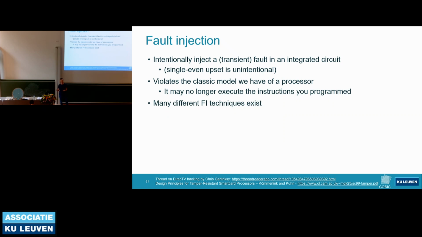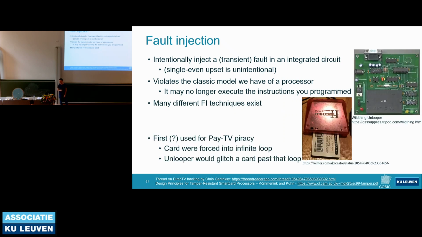Again, many ways of injecting faults into a chip. One of the earlier examples is again from the pay TV times, where in this battle between pirates and manufacturers, one manufacturer figured out how to detect fake cards, pushed software updates to these cards that got them stuck in an infinite loop, and then people built what was called an unlooper, which would voltage glitch the card to skip past this infinite loop. So this was, again, stuff that people were doing at home back then.